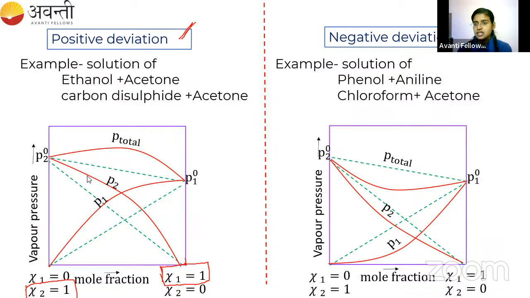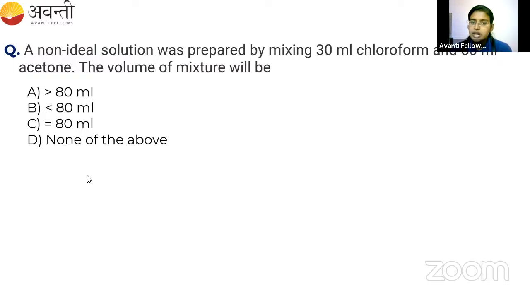Before that, let me ask one question to all of you. I hope you guys have understood the ideal and non-ideal solution part. Using this concept, can you guys try the answer for this question? A non-ideal solution was prepared by mixing 30 ml chloroform and 50 ml acetone. The volume of mixture will be, which will be the correct answer among A, B, C, and D.